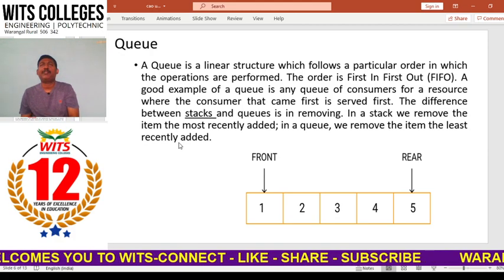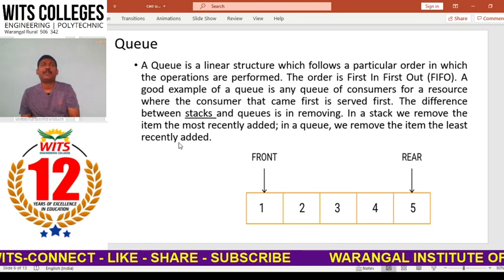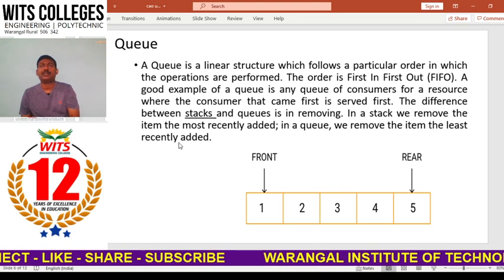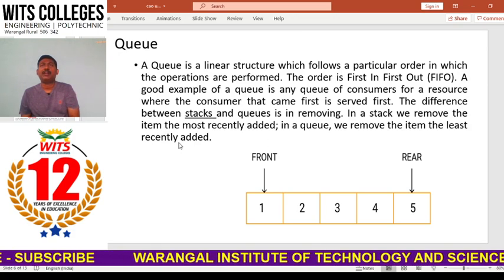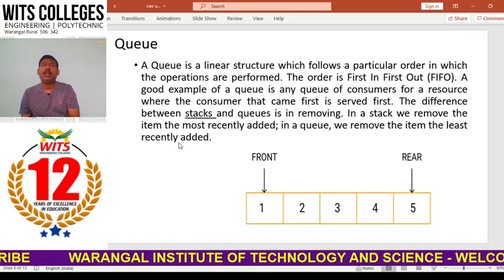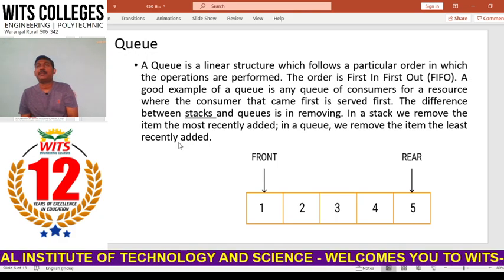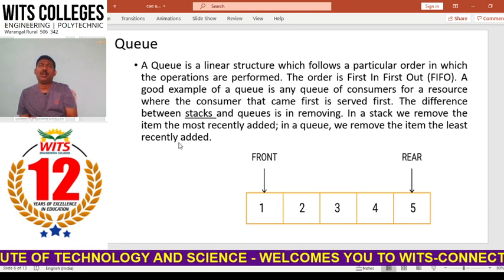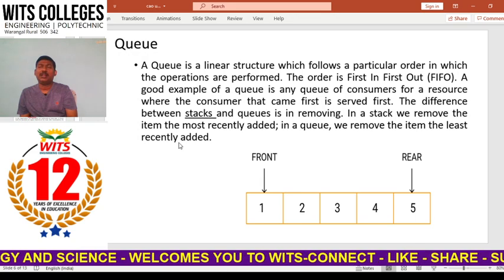What is the example for a queue? Taking the tickets in the theater. You are going to take the tickets in the line. When you form a line, whoever goes in front, that will be number 1, and he will get the ticket first. Whoever is at the end, that is number 5, he will get the ticket last. After 1, 2, 3, 4, then only he will get the ticket, that is number 5.